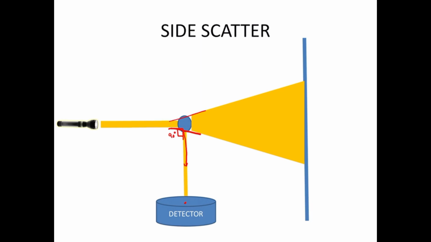And what are the primary determinants of this scatter, side scatter? There are two important determinants of this scatter or this reflection.